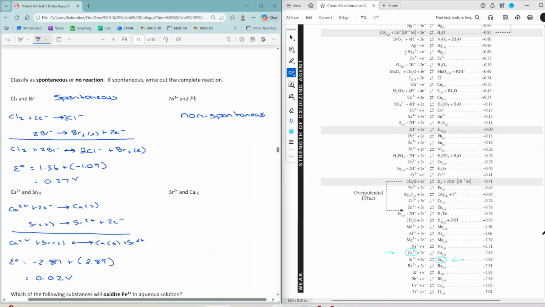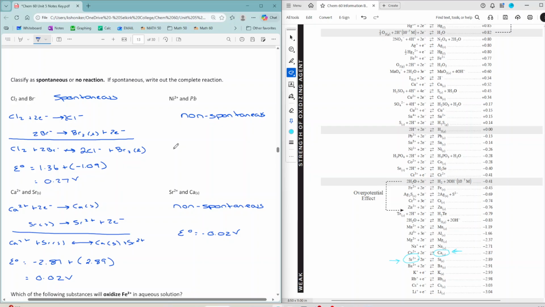So let's just erase that. This time we've got strontium 2 plus and the calcium solid. This is the reverse of the reaction we just did. It has my oxidation higher than my reduction, which means it's never going to happen. This would be non-spontaneous. So it's going to be no spontaneous reaction, and its E value would be negative 0.02 volts, right? The opposite of this one.